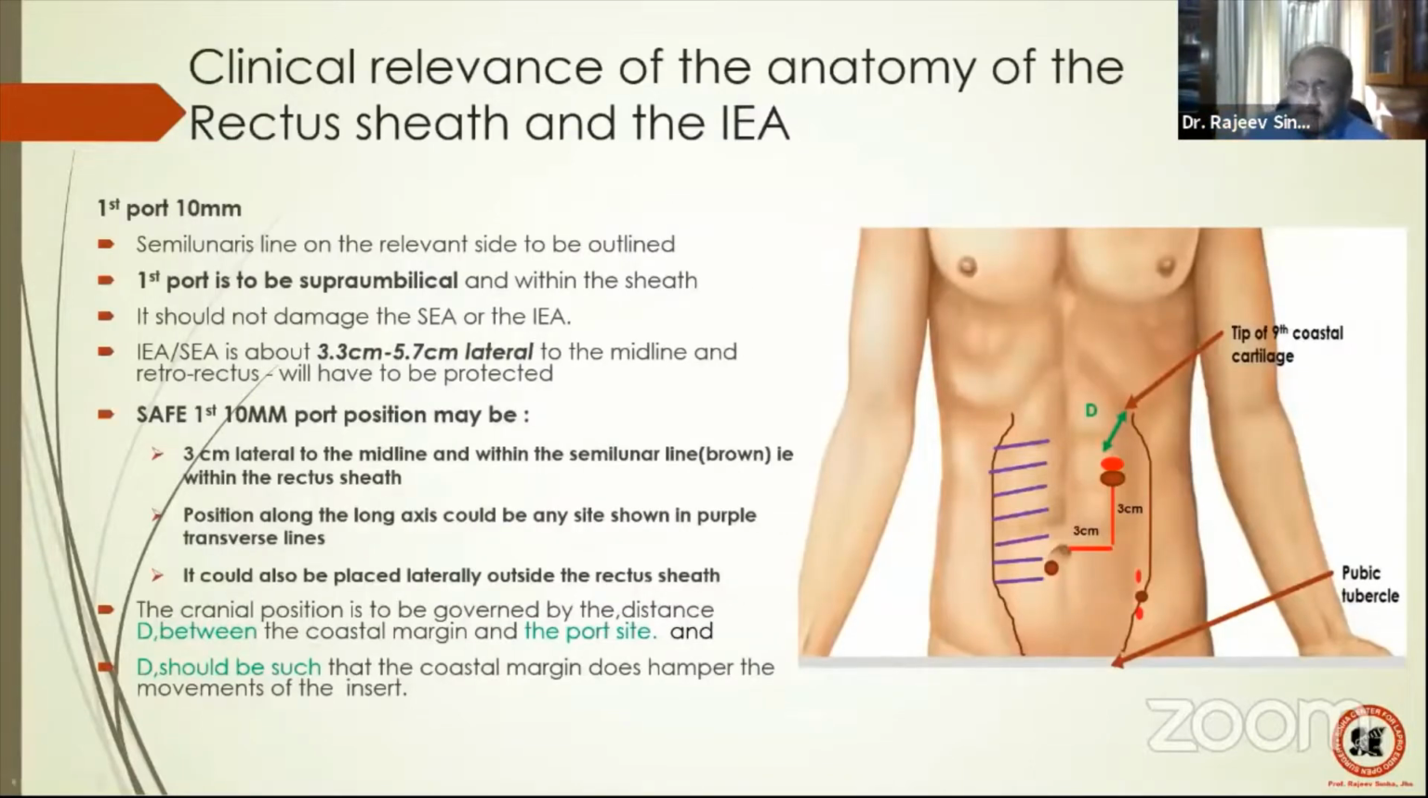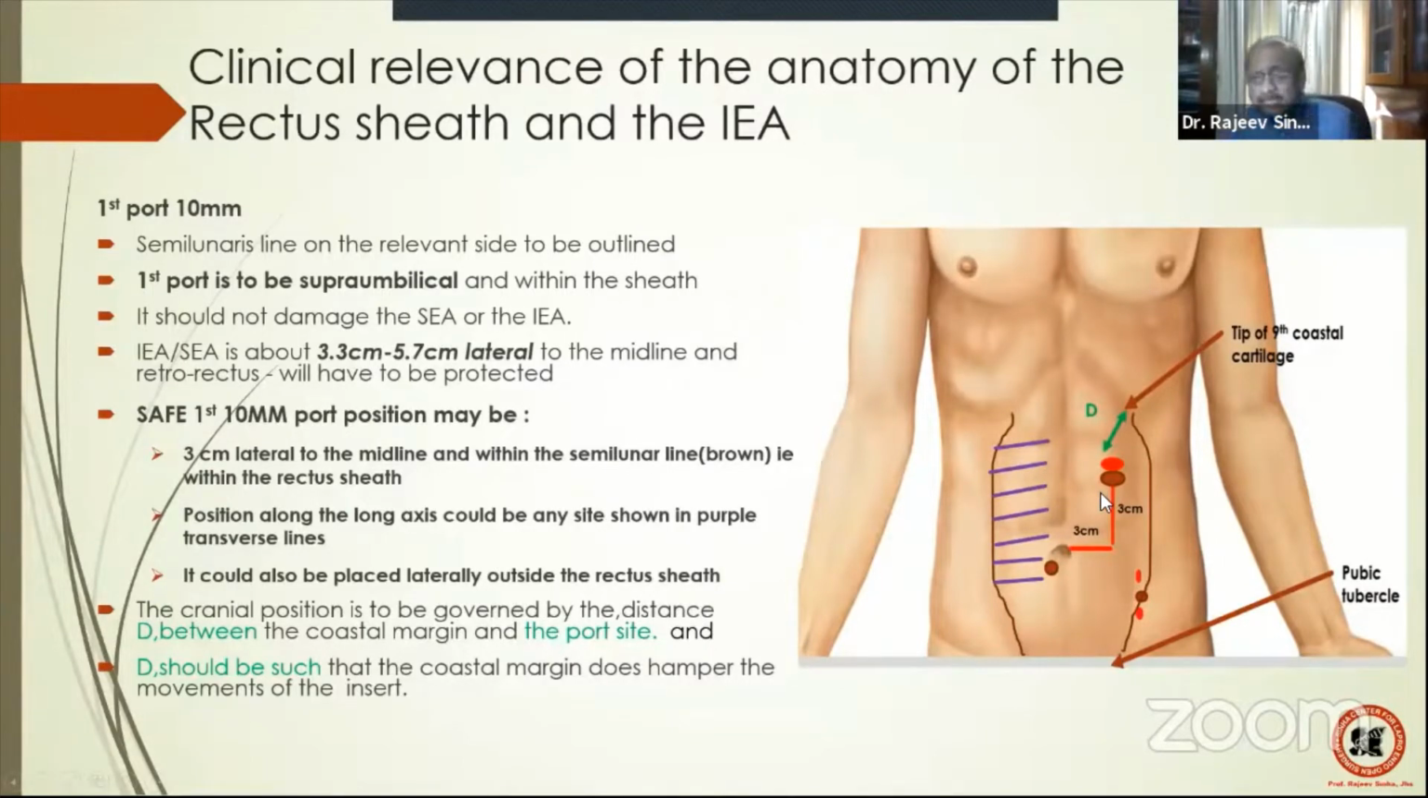See this figure. It's a very typical figure. Here you have the semicircular line. The purple shows the area anywhere you can put in the first port and the second port. This is the umbilicus. You can put in a port anywhere. Now, the usual is 3 centimeters and 3 centimeters. That is the usual and the best method.